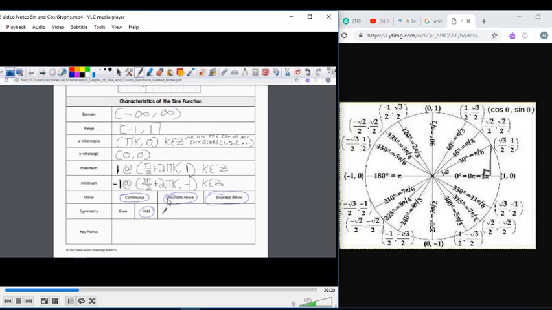It's continuous, so there's no break in it. It's bounded above: the highest y value is 1. It's bounded below: the lowest y value is -1.